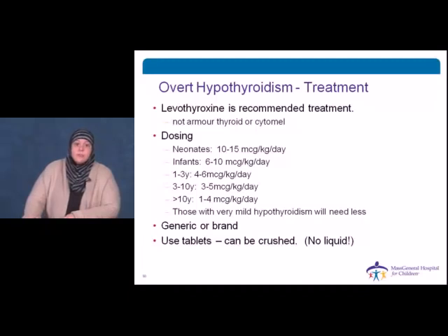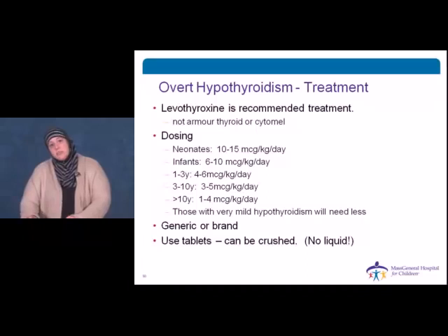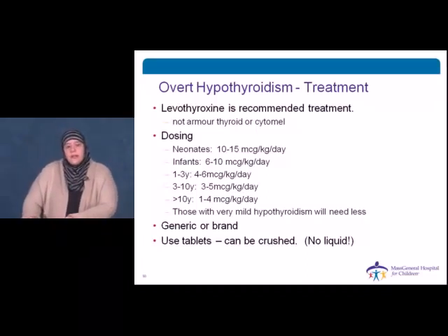In terms of the treatment for overt hypothyroidism, there's no controversy here. Levothyroxine is most certainly the recommended treatment. And I did want to particularly mention, we don't recommend Armour thyroid because we're not sure about the concentrations in the preparation. And we don't recommend Cytomel, which is essentially T3 treatment. Cytomel has a much shorter half-life, making the concentrations, if you treat, much more kind of up and down.